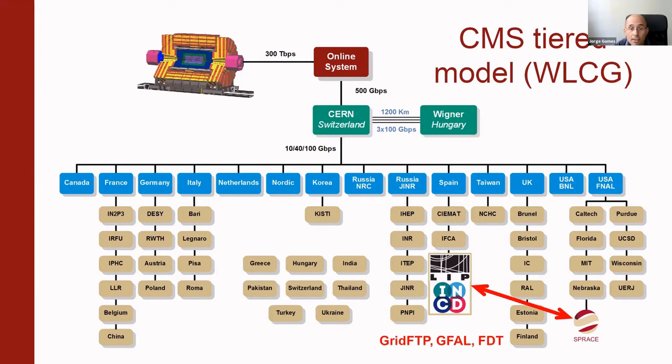So the data transfer between the several tiers is of utmost importance to us. In the demo, we will show the data transfer between LIP and SPRACE. These are two Tier 2s, one in Portugal and another one in Brazil. And we will be using GridFTP and the Worldwide LHC Computing Grid tools for the data transfer.